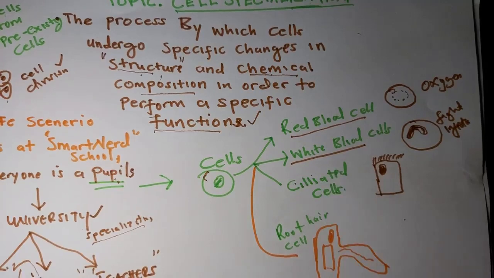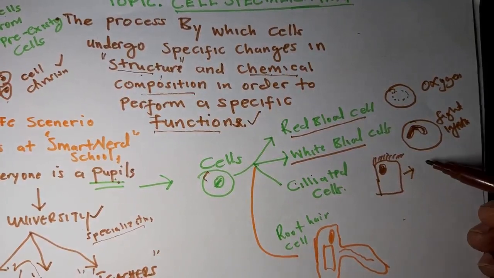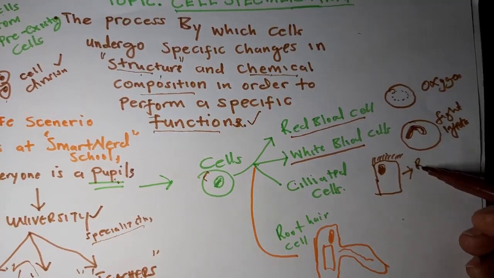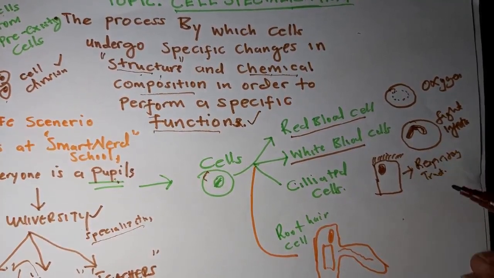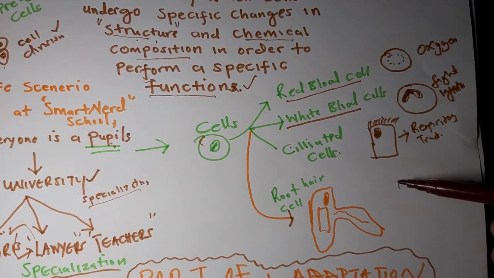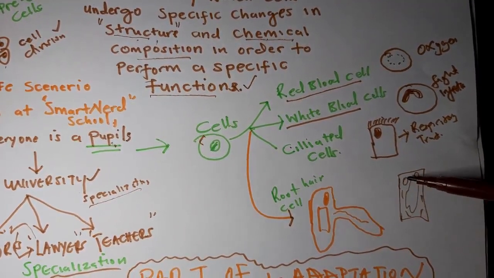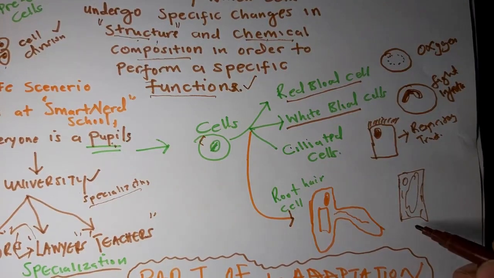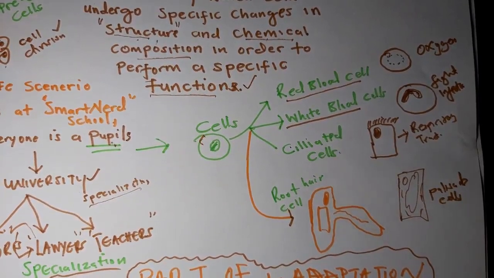Others are going to contain what we call cilia, and they become ciliated cells. These ciliated cells are found in the respiratory tract, which starts from the nose and goes up to the lungs. If it's in a plant, other cells will specialize and become root hair cells. Others will specialize and become palisade cells with a lot of chloroplasts. That is in plants.